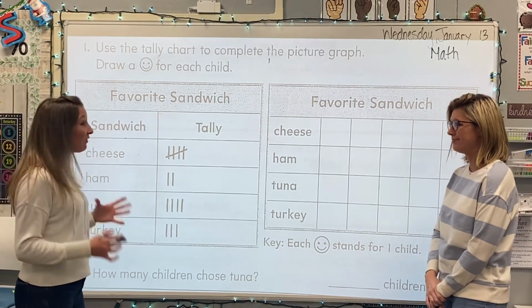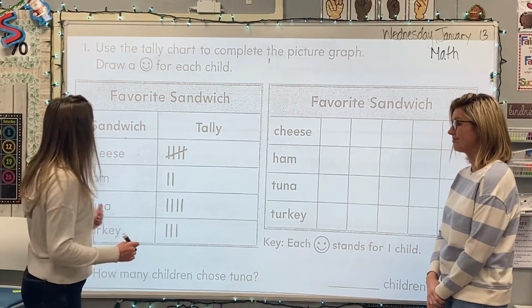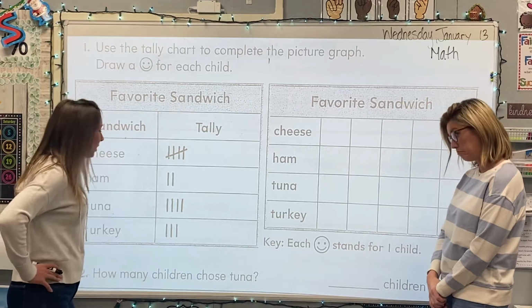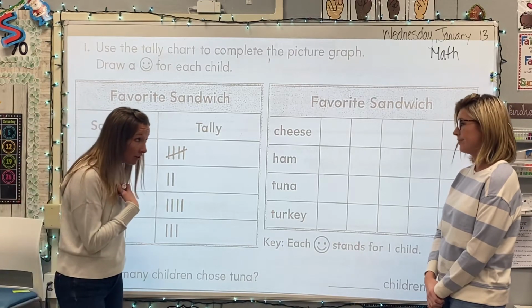All right, we're talking about favorite sandwiches. We've got your basic cheese sandwich. We have ham, tuna, and my personal favorite, turkey.